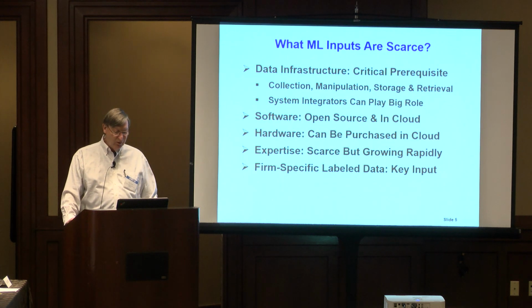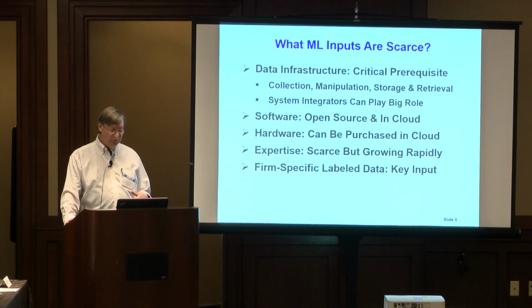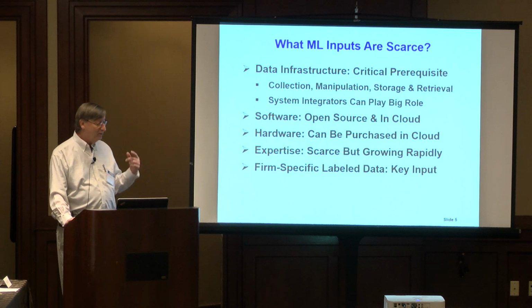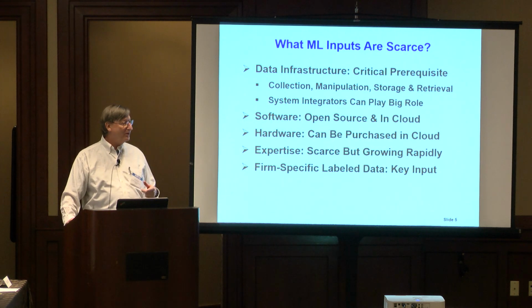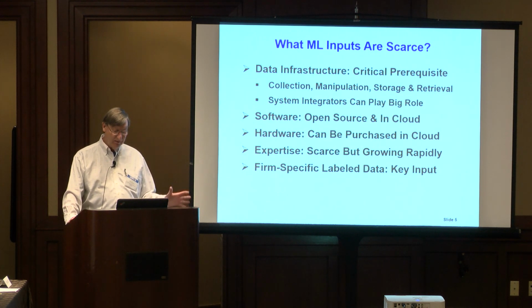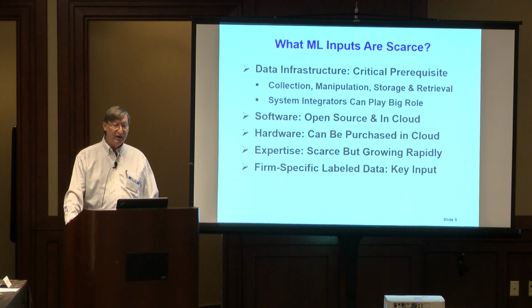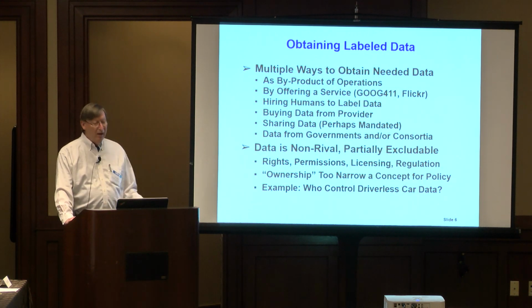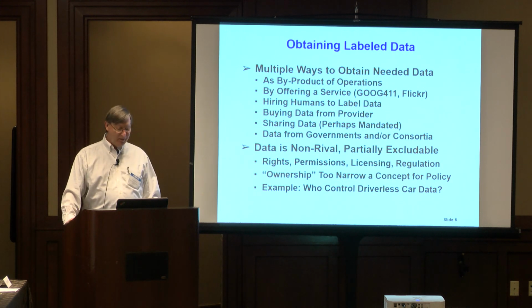Software is widely available, open source in the cloud, hardware easy to purchase. Expertise at the moment is scarce, but it's growing rapidly. If you look at computer science enrollments and particularly machine learning specialization, it's quite rapid. And having this firm-specific or problem-specific labeled data is really key. How do you get it? How do you get that labeled data?